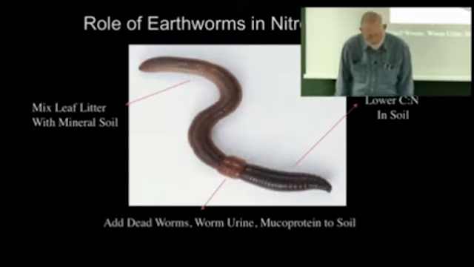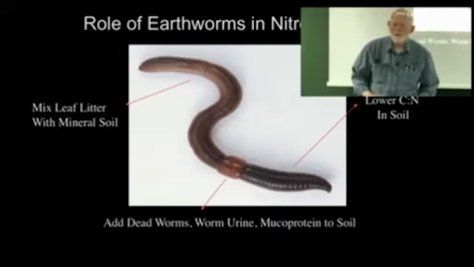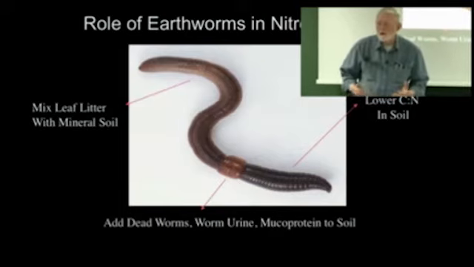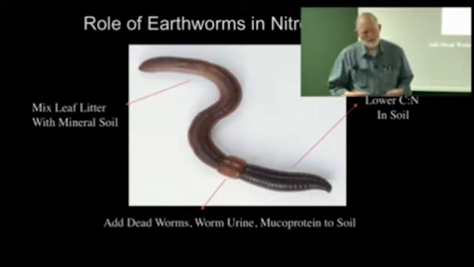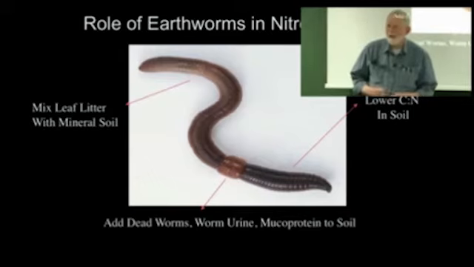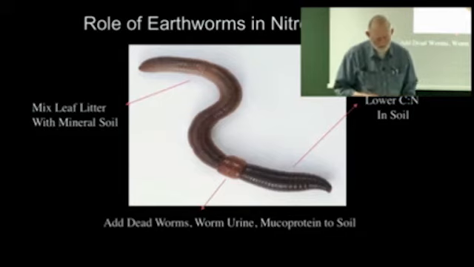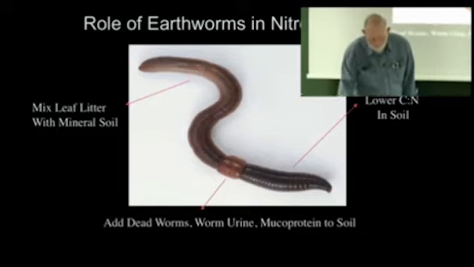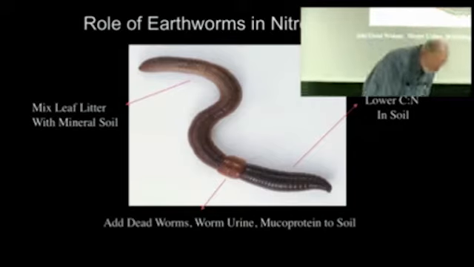The other thing that the earthworms do is that they produce a material that is called mucoprotein, the sort of slime that allows them to move through the soil and not be stuck in the soil. And that has a fair amount of nitrogen in it, so their presence in the soil lowers the carbon to nitrogen ratio in the soil, and that makes it somewhat easier for other organisms in the soil to operate.